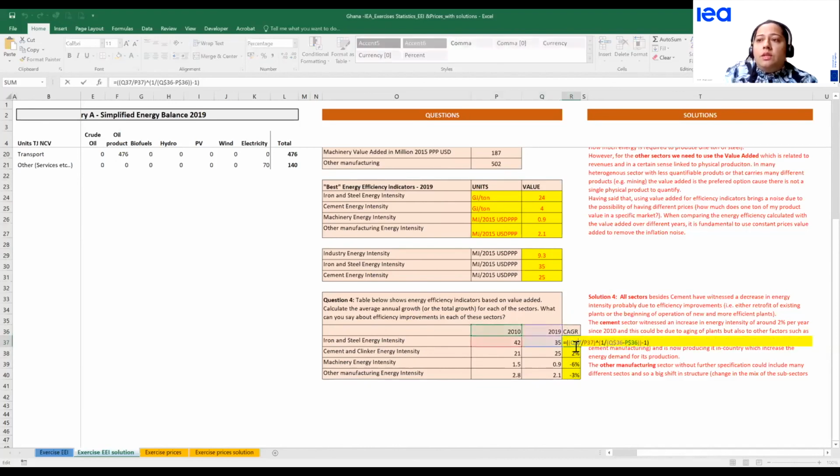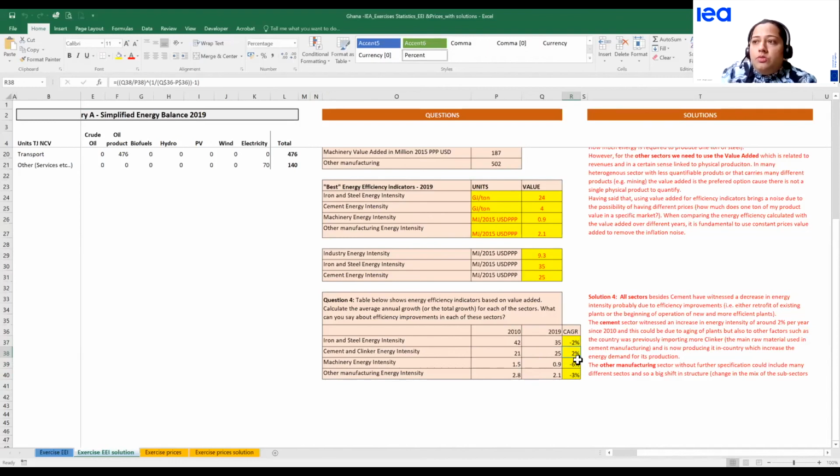So here what you do is that you take your amount in 2019, you divide it by your amount in 2010, and you put it to the power of 1 over 2019 minus 2010, minus 1, and it gives you a compound average growth rate of minus 2% for iron and steel. For cement, it's plus 2%. For machinery it's minus 6%. And for other manufacturing, it's minus 3%. So here we see that all sectors except cement have witnessed a decrease in energy intensity.